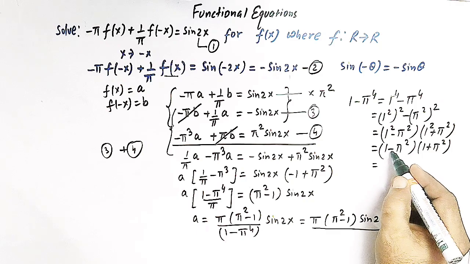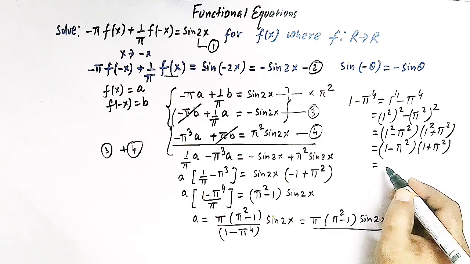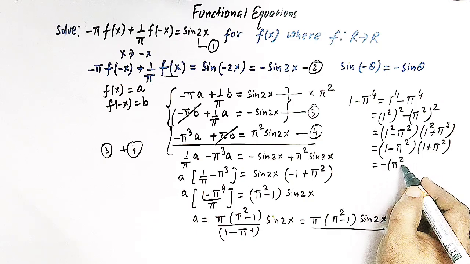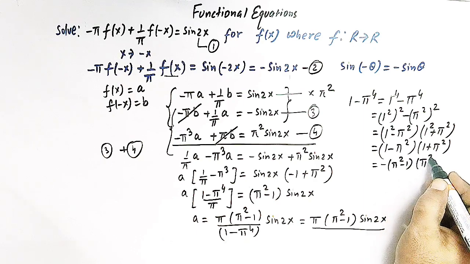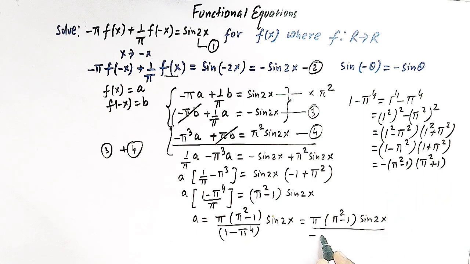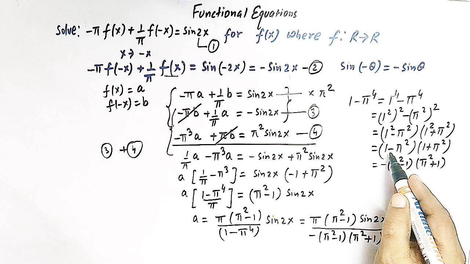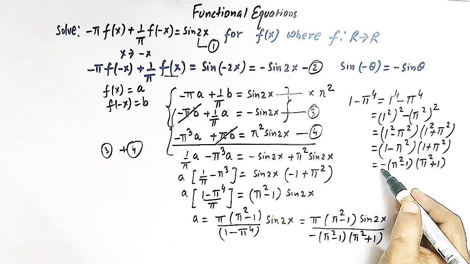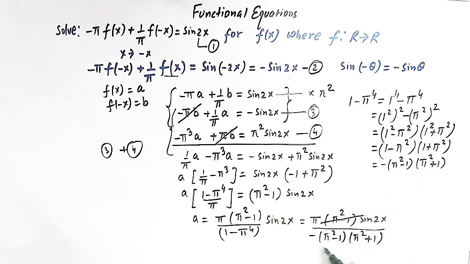And if we take negative 1 common here, we have minus (pi square minus 1), and this is (pi square plus 1). So here we have minus (pi square minus 1) and (pi square plus 1). Right, so we have taken minus 1 common over here, so that these two terms get cancelled. So now we are left with minus pi sine 2x divided by pi square plus 1.